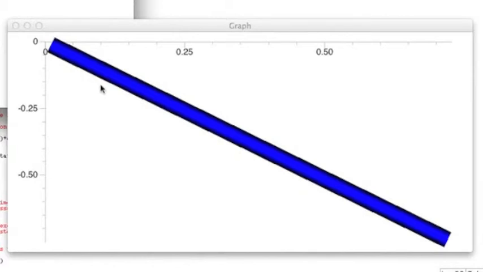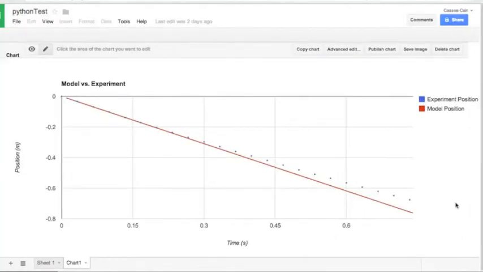Here we see a graph very similar to that in the Tracker program, a linear plot showing the ball traveling in the negative x direction. Although these graphs look very similar, we will go one step further to compare the two in Excel. If we plot the two sources of data, we can see that in fact the expected motion does not match the observed motion.